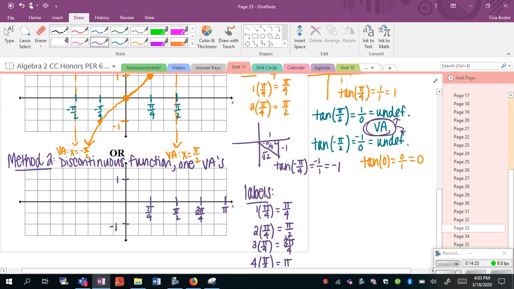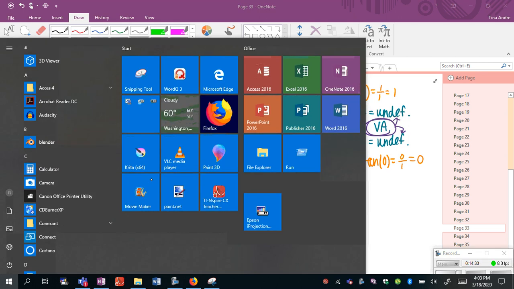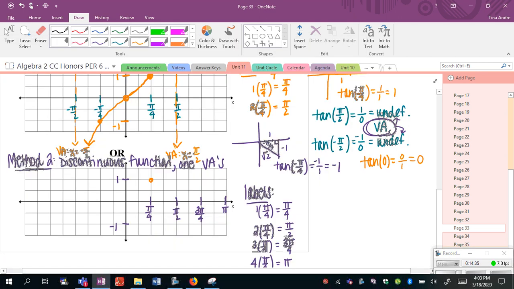So for pi over 4, we can just use what we did up here. So for tan of pi over 4, the y value is just 1. For tan of pi over 2, we're going to have a vertical asymptote because it's undefined. So I can go ahead and draw my vertical asymptote. And then for tan of 3 pi over 4, that one I'm going to have to draw.